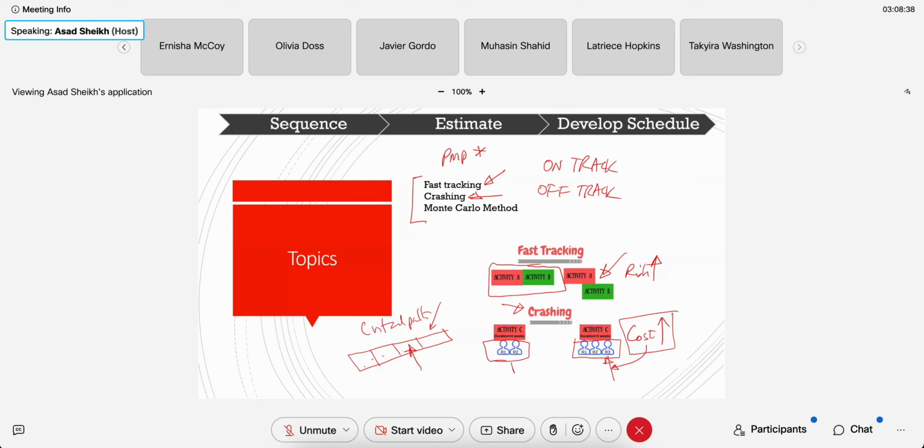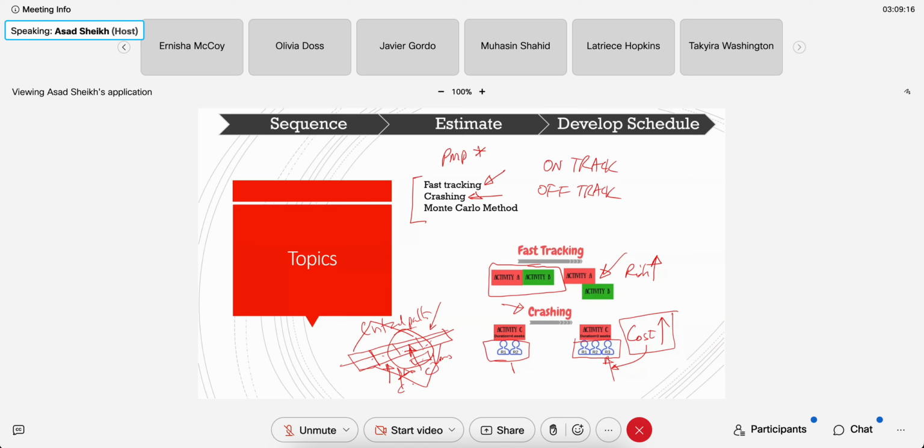And usually these are very tightly bound tasks. This is the longest path, and this is where you actually do the crashing or fast tracking to this critical path. You can have two of these run in parallel, or you can have more people added on the critical path to improve the schedule. There's no point in fast tracking or crashing on these other paths, right? Because they are not critical.